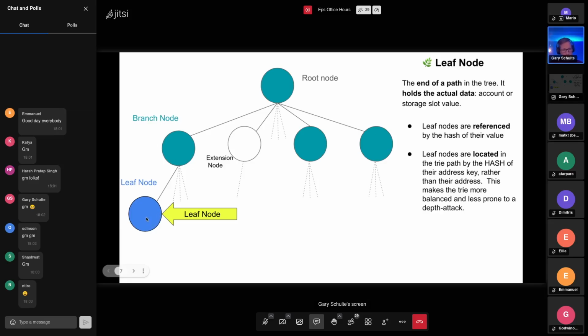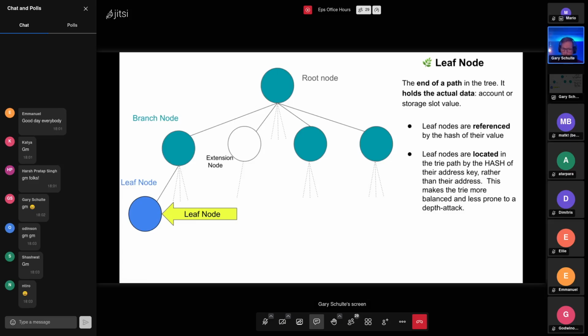But when you locate this node in the tree, you're actually locating it by its address. So if you think about that same leaf node account type, say its account was 00ABCDEF. When you go to insert that in the tree, you don't insert it with its actual address. You insert it with the hash of its address.